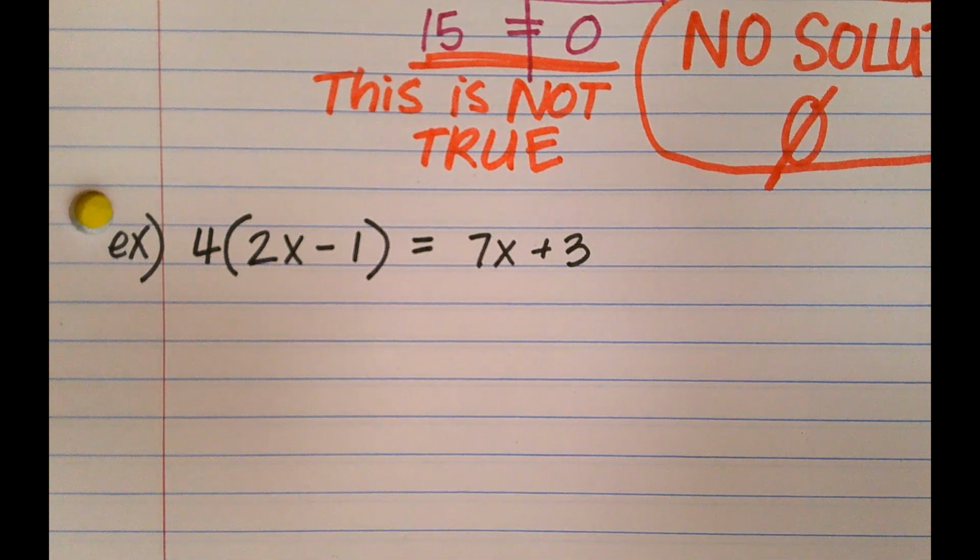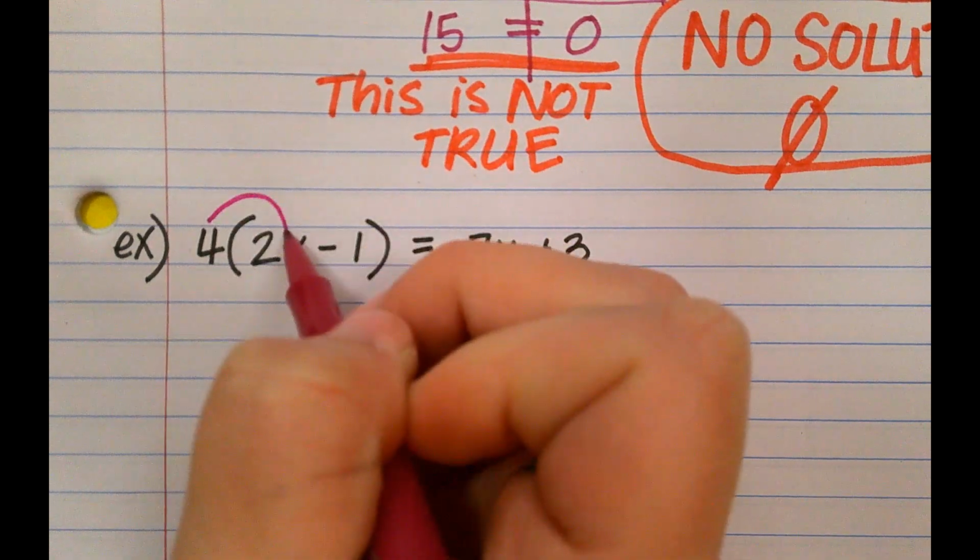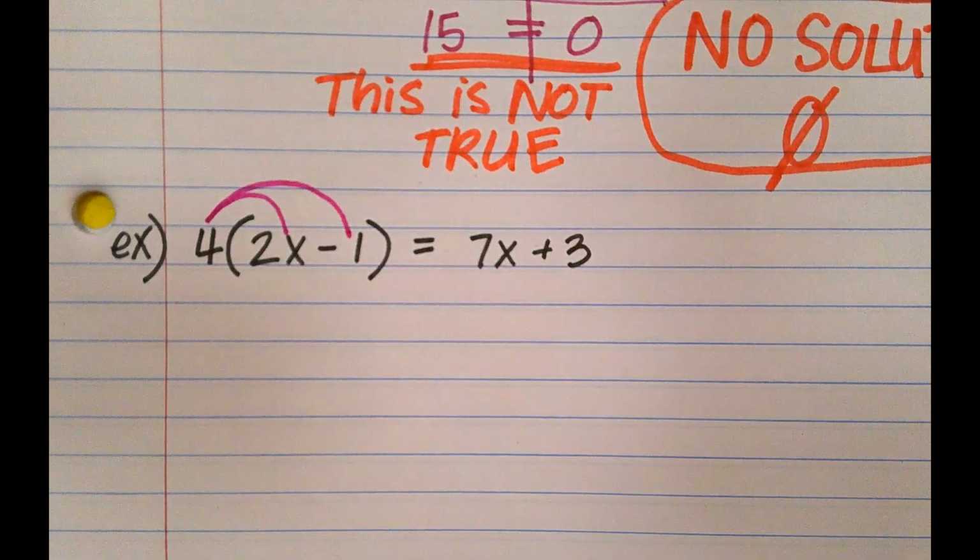What should I do first? You're 4 times 2. Yes. 4 times 2x, 4 times minus 1. We're going to distribute first. And remember, if we distribute, we're just multiplying.